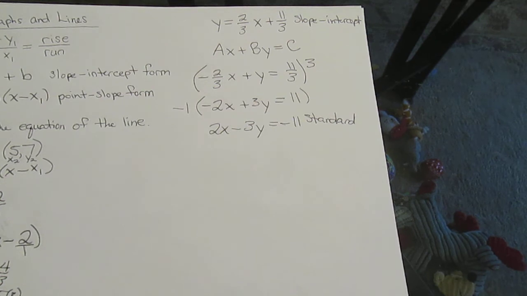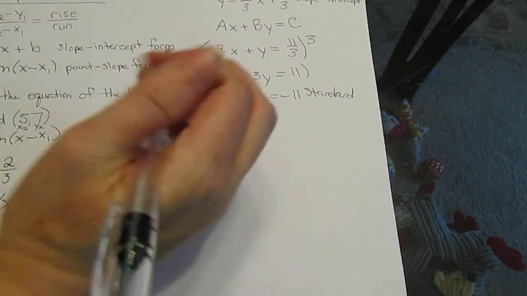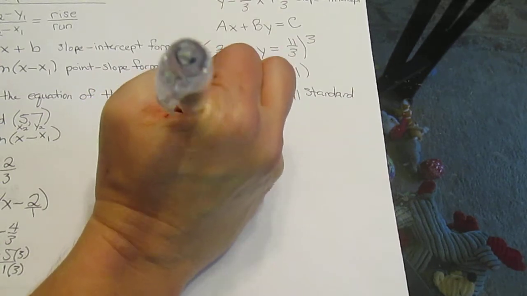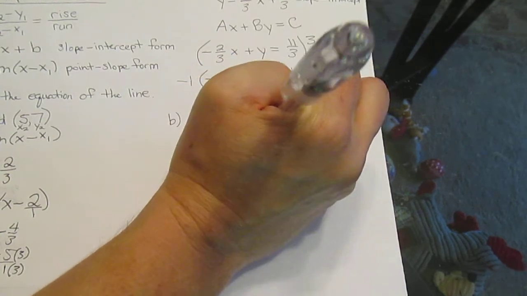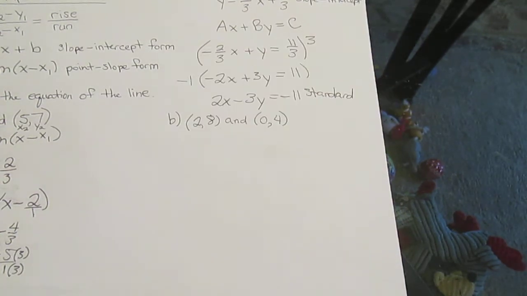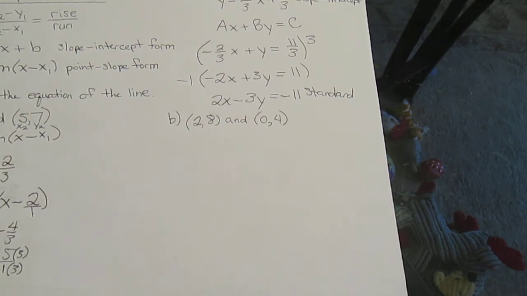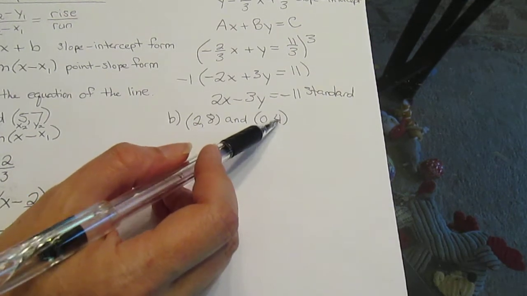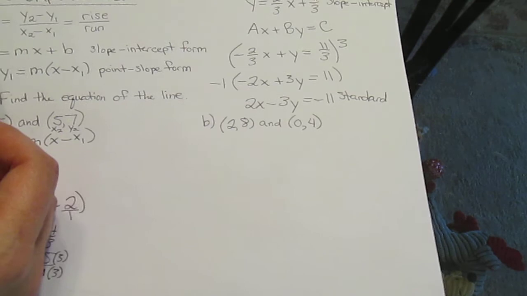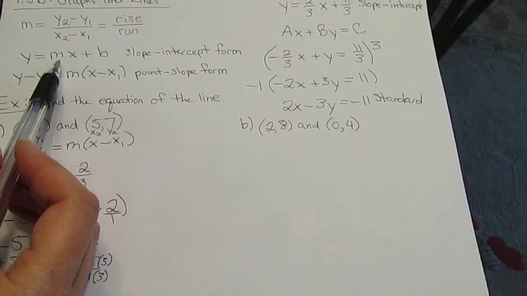So read the directions carefully. See if they want the answer in slope-intercept form or standard form. Let's try another one. So part B, they give me 2, 8 and 0, 4. Okay, so they want the line passing through 2, 8 and 0, 4. Again, ask yourself, do they give you the y-intercept? Yes, in this one they give us the y-intercept, 0, 4. This is the y-intercept. So we can use our slope-intercept form over here.